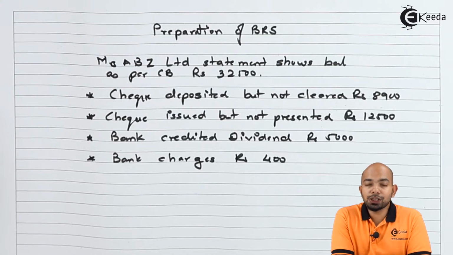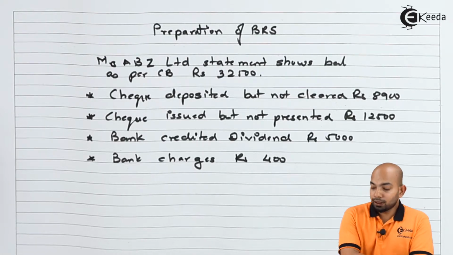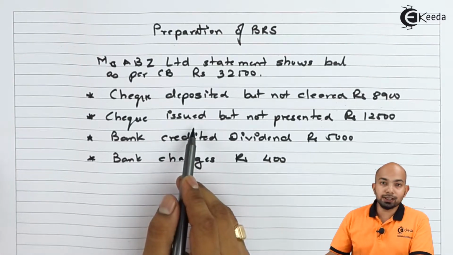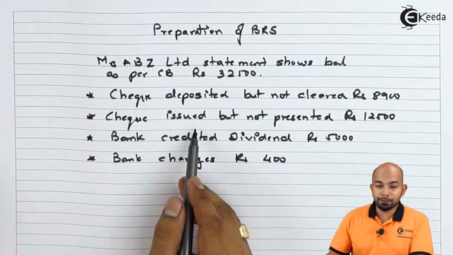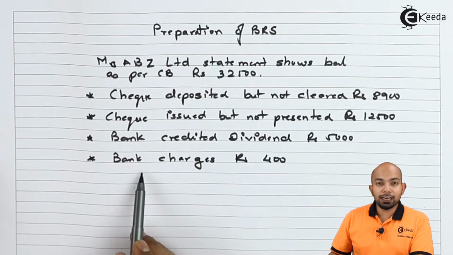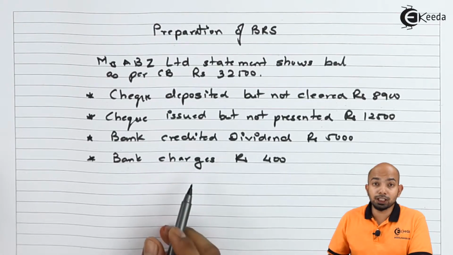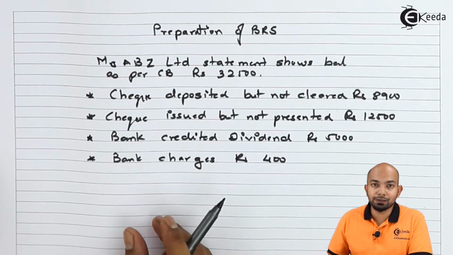Now, the transactions which are showing the difference are as follows. Cheque deposited but not cleared, rupees 8,900. Cheque issued but not presented, rupees 12,500. Bank credited dividend of rupees 5,000. Bank charges rupees 400. Let's find out the balance as per the passbook, as per the specimens which were provided in the previous lectures.